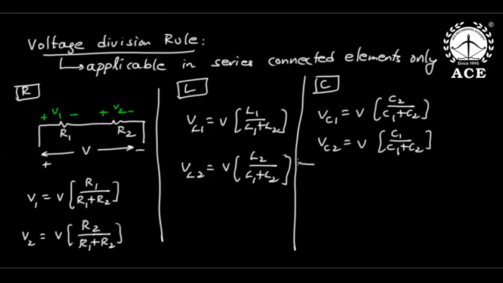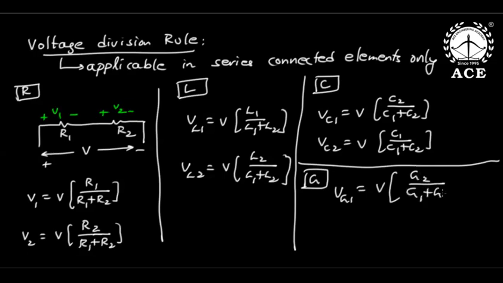Similarly for conductance. Now we learned even conductance, so that also I am adding. VG1, where G is the conductance, is total voltage into G2 by G1 plus G2, since it is the opposite of resistance, sir. And VG2 will be total voltage into G1 by G1 plus G2. Of course, resistance in ohms, inductance in Henry, capacitance in farads, and conductance in Siemens. That you remember, conductance in Siemens.